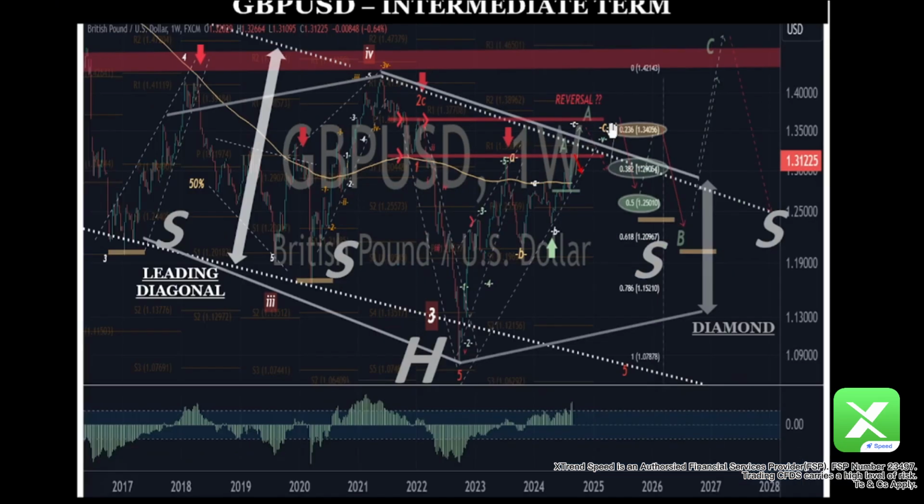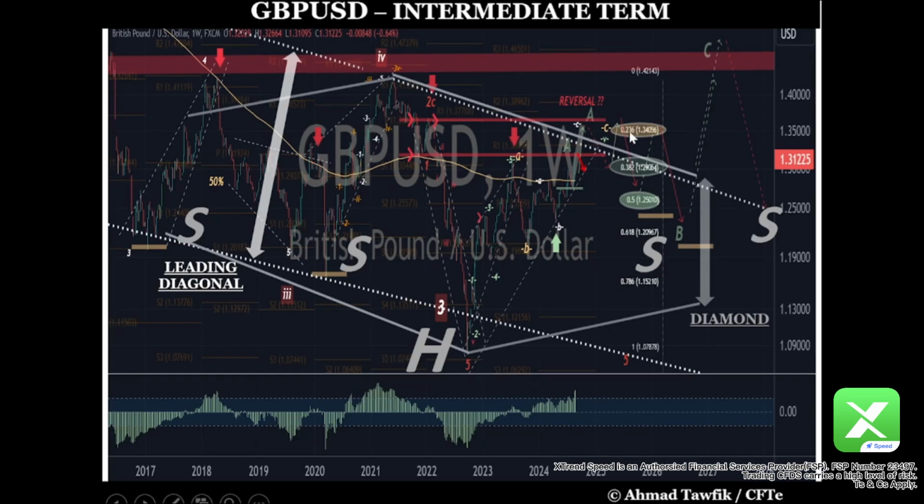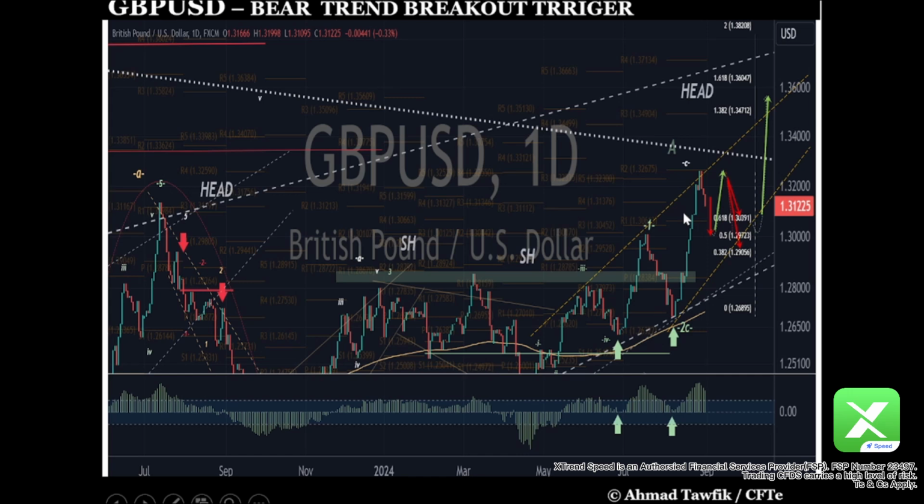Overall, it will be doing, of course, an inverted head and shoulders inside of the diamond, but that's not of any consequence to us. The current leg is an A, and A takes us to 1.34, that A here, or 1.33, before we retract back into a B.